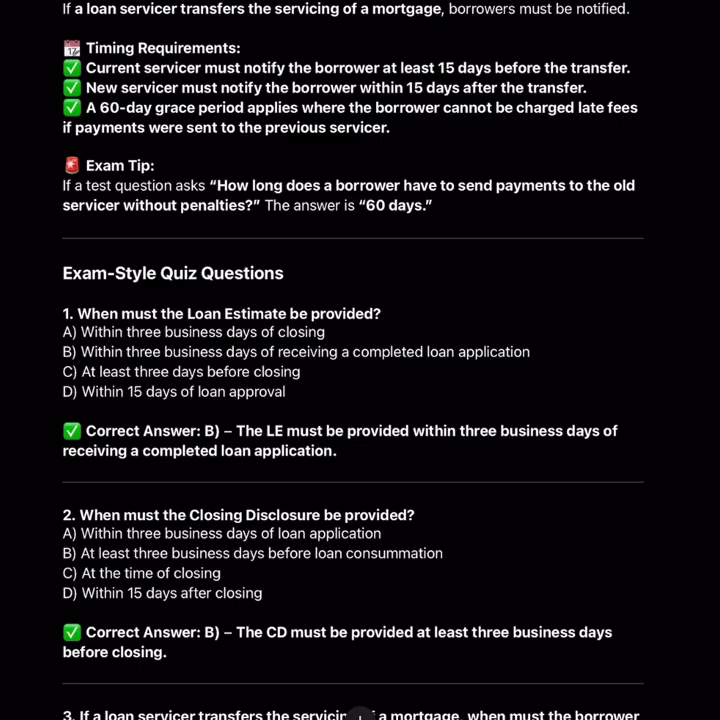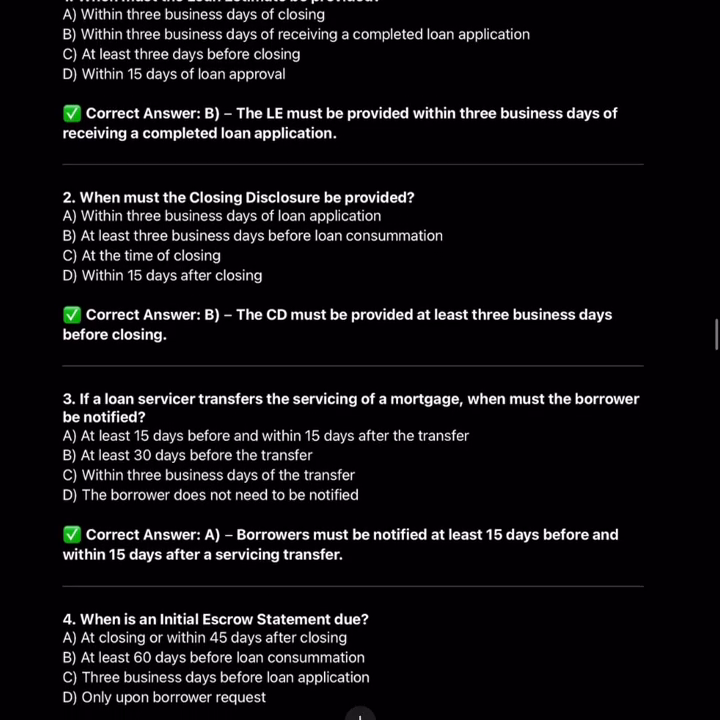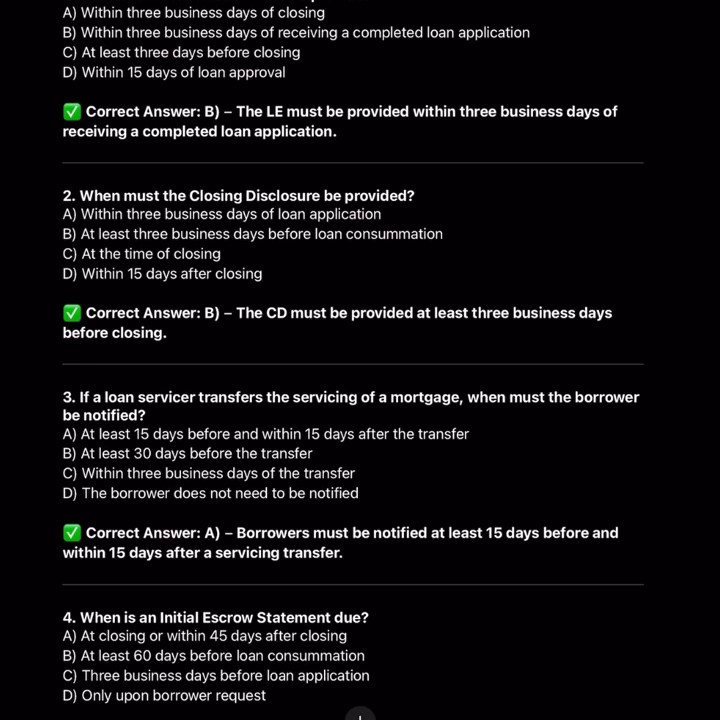Exam-style quiz questions. 1. When must the Loan Estimate be provided? A. Within 3 business days of closing. B. Within 3 business days of receiving a completed loan application. C. At least 3 days before closing. D. Within 15 days of loan approval. The LE must be provided within 3 business days of receiving a completed loan application.